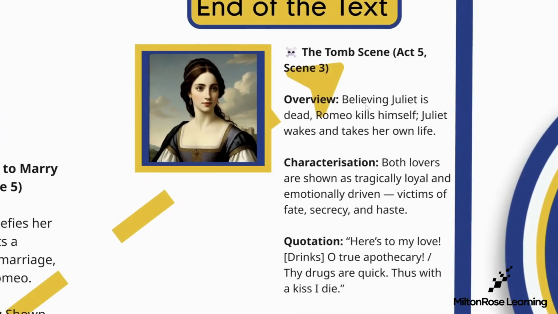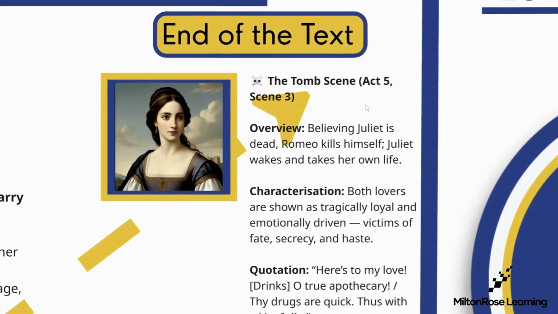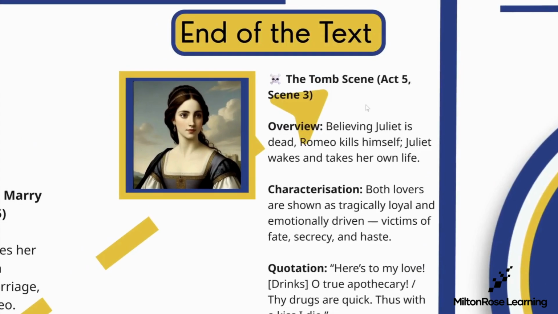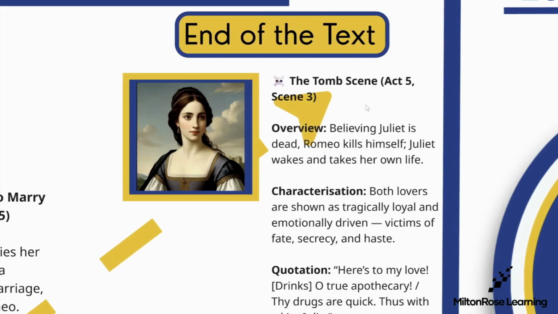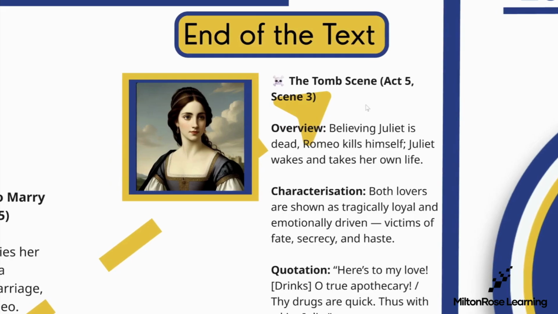And then at the end of the text, and it is a tragic end, isn't it? We have the tomb scene, Act 5, Scene 3. So here we have, believing Juliet is dead, Romeo kills himself, Juliet wakes and takes her own life. So both lovers are shown as tragically loyal and emotionally driven, but they're victims of fate, secrecy and haste. They act in haste. They don't reflect on things. It's such a tragedy.